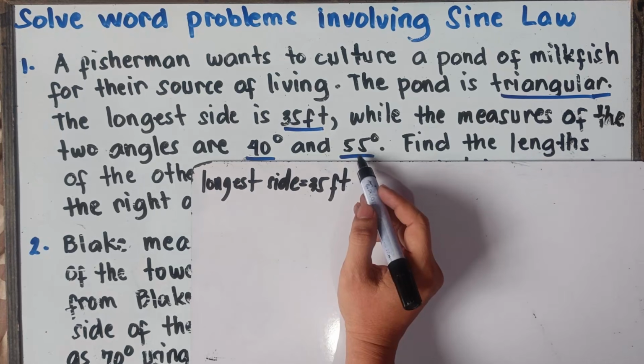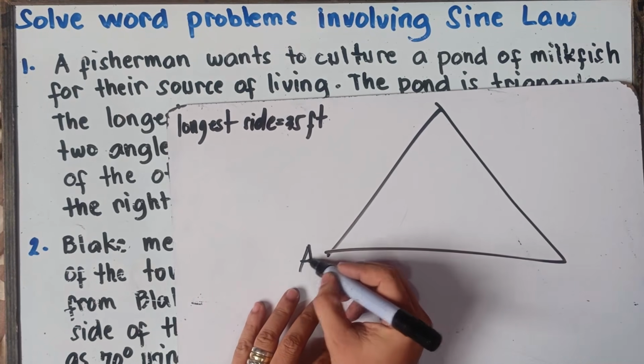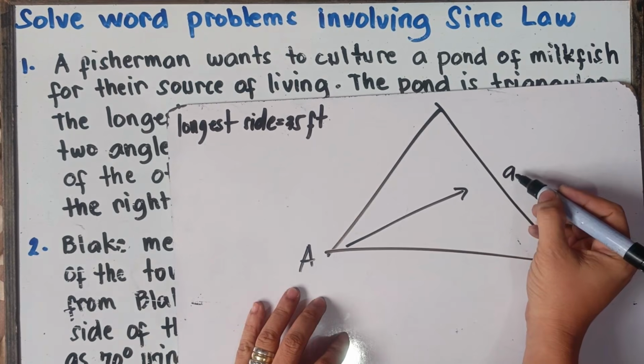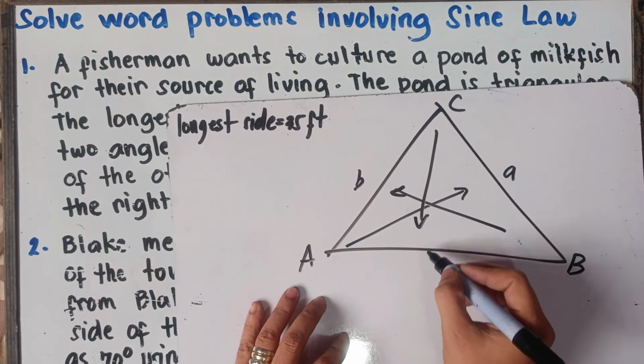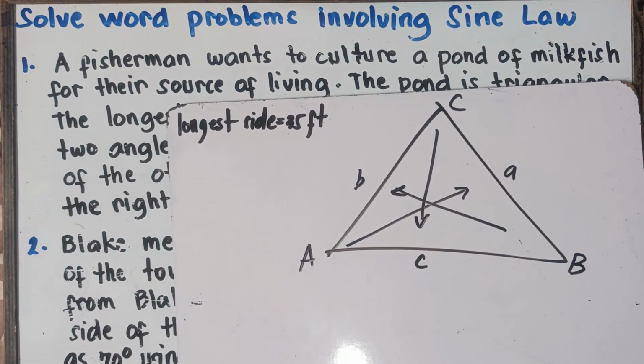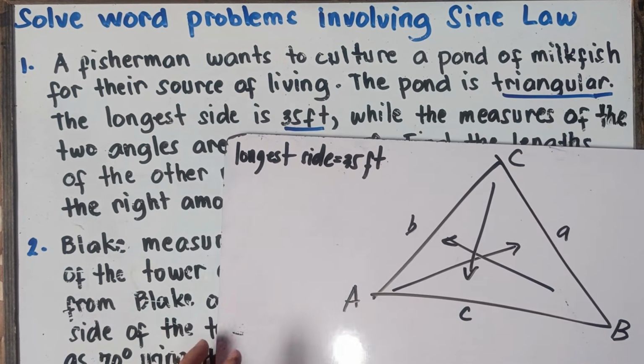It doesn't matter, class, for the law of sines and the law of cosines. Let me draw a triangle. If this is your angle A, opposite of angle A is always side A. Opposite of angle B is always side B. Opposite of angle C is always small c, or side C. It doesn't matter if angle A is greater than angle C. As long as you remember that opposite of angle A is always side A, opposite of angle B is always side B, and opposite of angle C is always side C. That's the rule there, class.